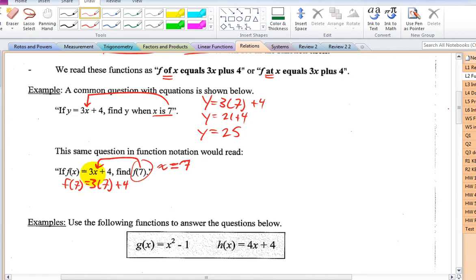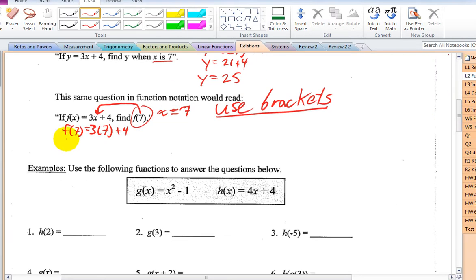When you're substituting in, use brackets. You'll get questions wrong if you don't use brackets. Okay? You're going to see that today. Anything you get wrong today, good chance you didn't use brackets. So then we do the exact same thing that we did above. Substitute and solve. 21 plus 4. F at 7 equals 25. This is a point that you can graph.